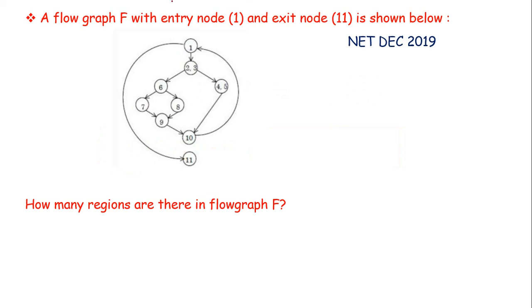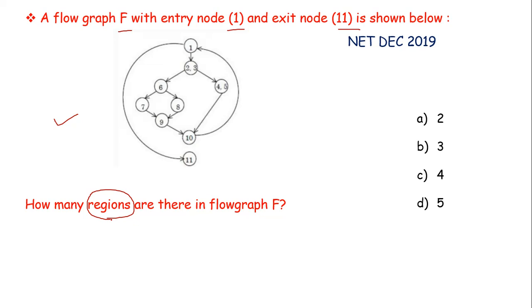Our first question is, these 5 questions were based on a single graph, a flow graph F with entry node 1 and exit node 11 is shown below. This is our flow graph. Our question is, how many regions are there in flow graph F?